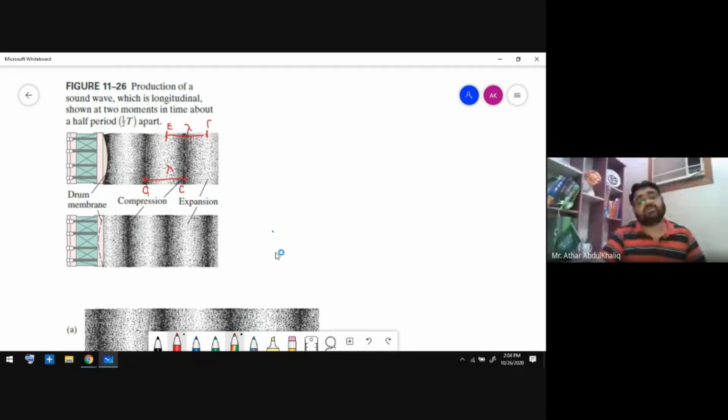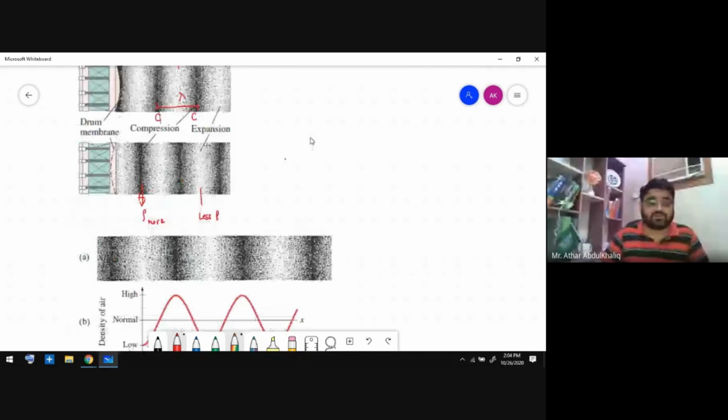So we can define that one compression to the next compression, or one rarefaction to the next rarefaction, is called a wavelength. Also, if you use the definition of the transverse wave, we can also represent the longitudinal wave as a transverse wave. What is the density here? In a compression, more density. In a rarefaction, or expansion, less density. So more dense and less dense waves can also be created like the transverse wave.